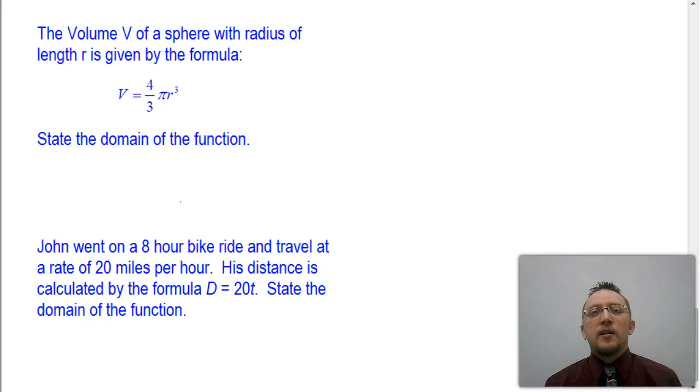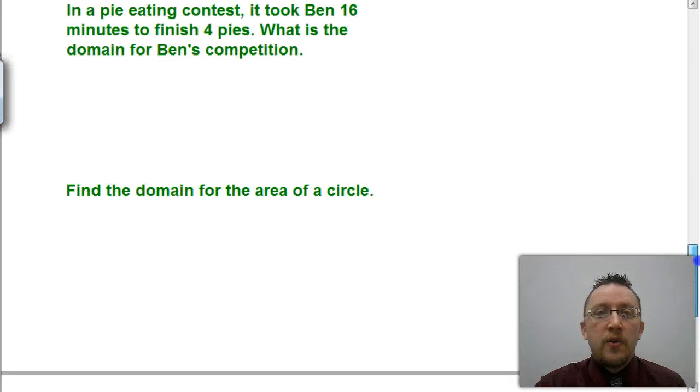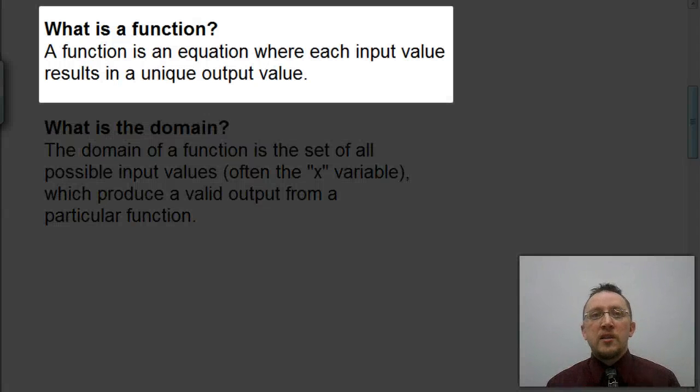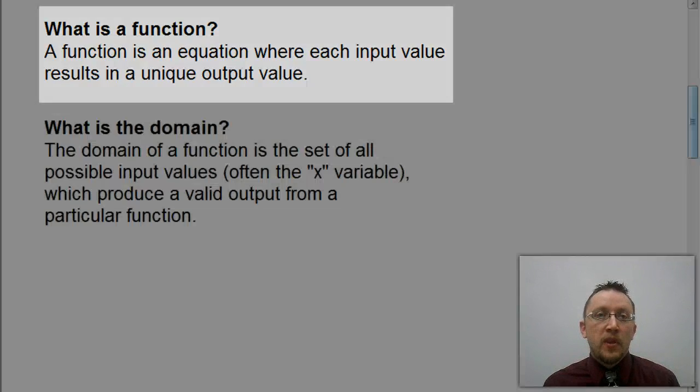But first, let's make sure we understand some basic terminology. Let's start with, well, what even is a function? If you haven't seen the previous videos where we defined those, you might want to go back. Otherwise, here we have the function defined for us. The definition of a function is that it's an equation where each input value results in a unique output value. So for every number that we put into the equation, we're only going to get one output value. If that happens, we're working with a function.